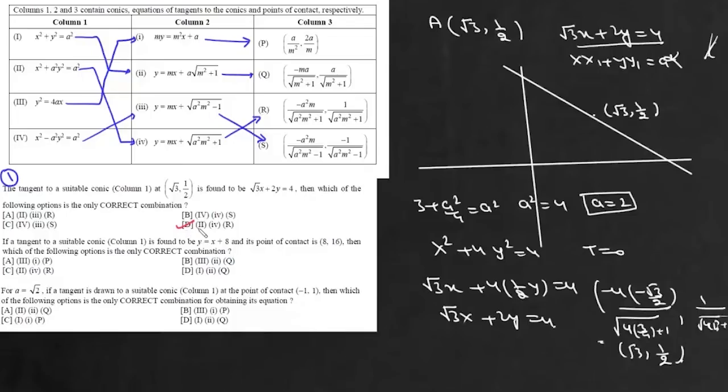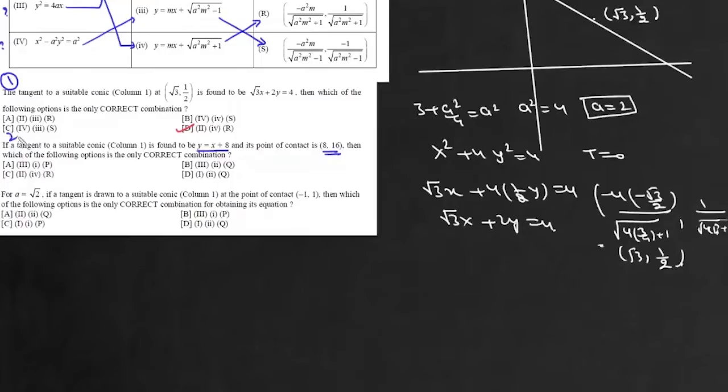Now the second one is, if a tangent to a suitable conic is found to be y equals x plus 8 and the point of contact is 8, 16, then which of the following options is the correct combination? Now in this case, it has to be either this parabola or this hyperbola. So for this second question, we know that this point is 8, 16 and it is y equals x plus 8. Now in this case, the value of m is 1 and this parabola is y square equals 4ax.